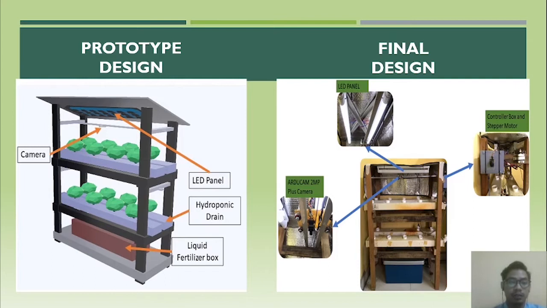So this is the prototype design and final design for the vertical farming. The vertical farming is equipped with a camera on top of the plant, an LED panel for plant growth, and a controller box and stepper motor to move the camera horizontally.